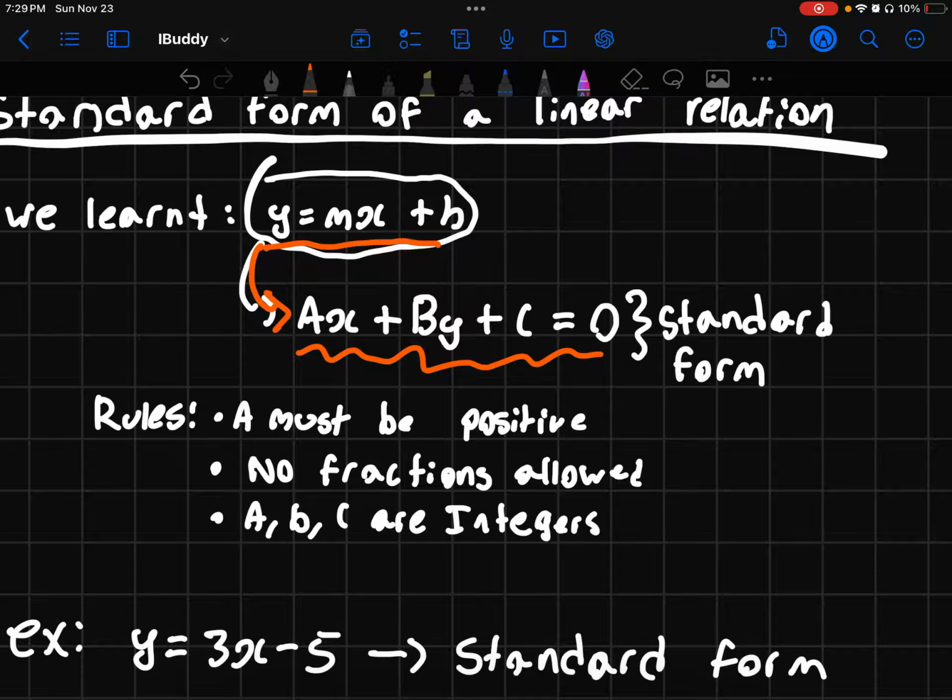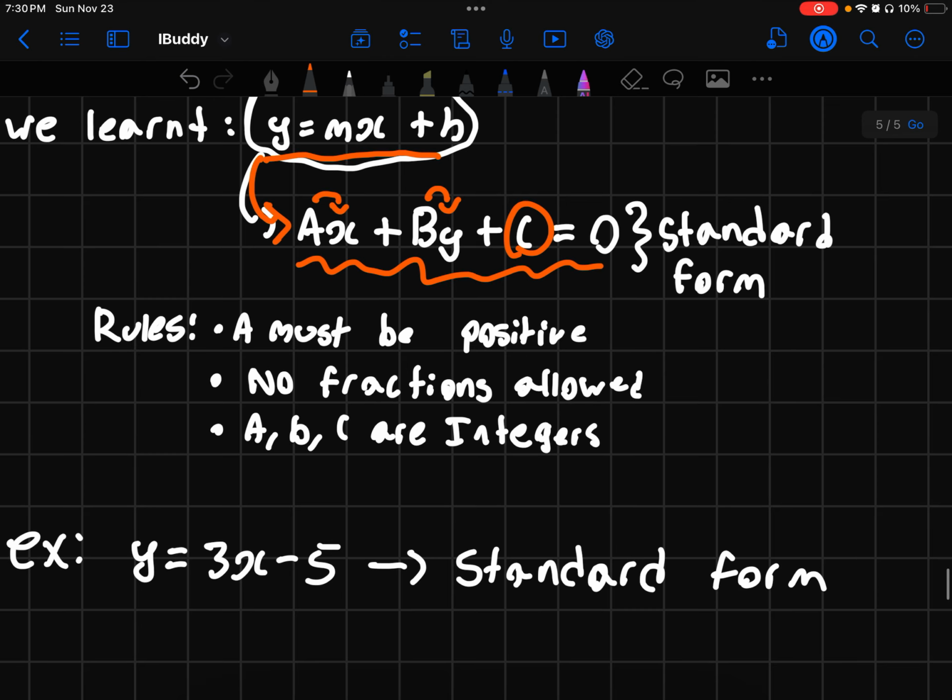Now let's talk about what a, b, and c are. A is basically just the coefficient of x. We can see here it's beside x. B is the coefficient of y. So b can be positive or negative, while a can't, but it can't be a fraction. And now c, this is the constant. C is the constant. It's not attached to a variable. It can be positive or negative, and it represents where the line lies on the plane.